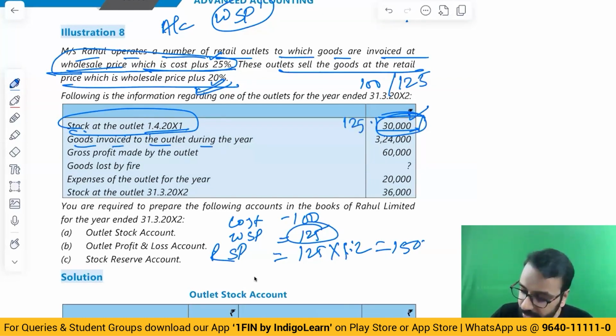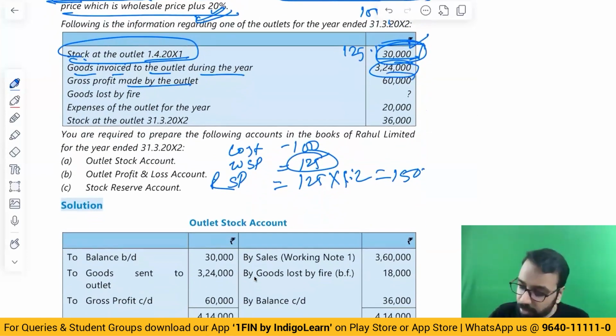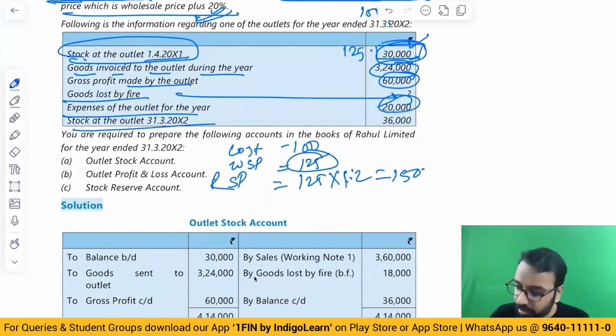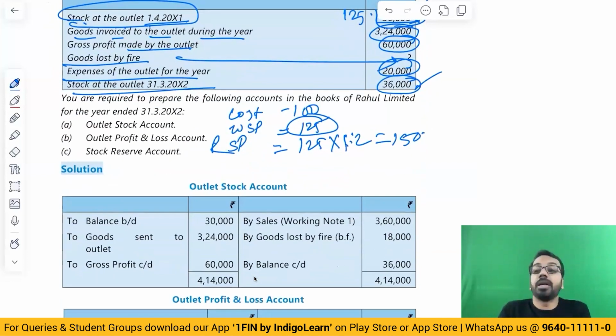Goods invoiced to the outlet during the year 324. Gross profit made by the outlet 60,000. Goods lost by fire, missing. Expenses 20,000. Stock at the outlet 36,000. Now this is the closing balance. So how do we calculate how much stock has been lost due to fire?